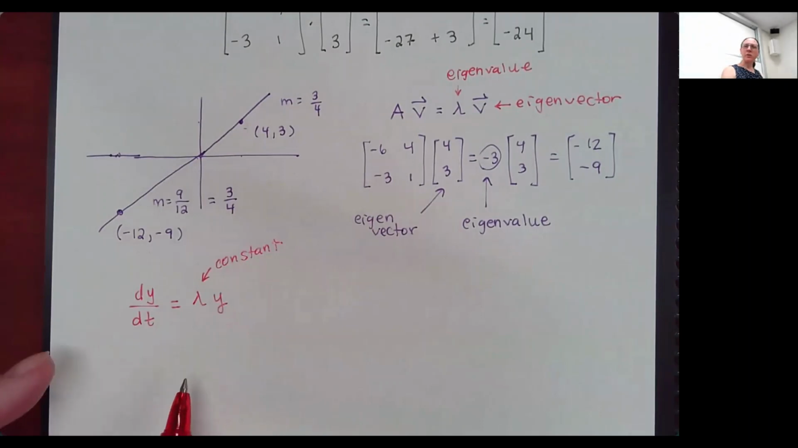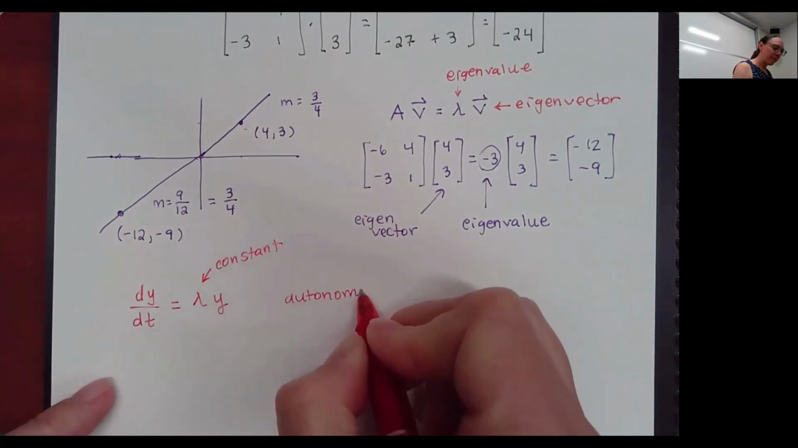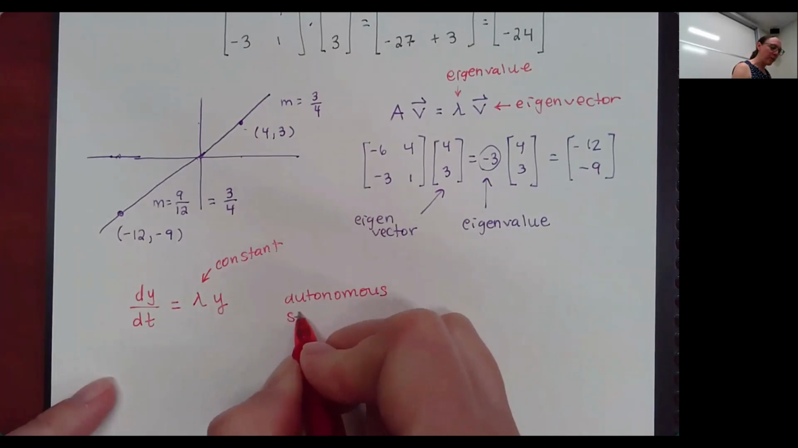What kind of differential equation is this if I had to apply some vocabulary? It's autonomous. And it's also separable.